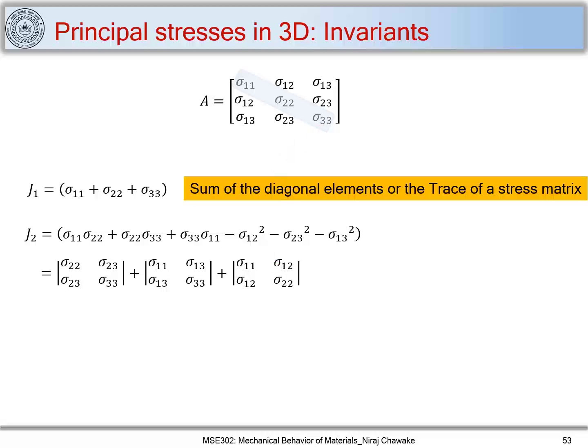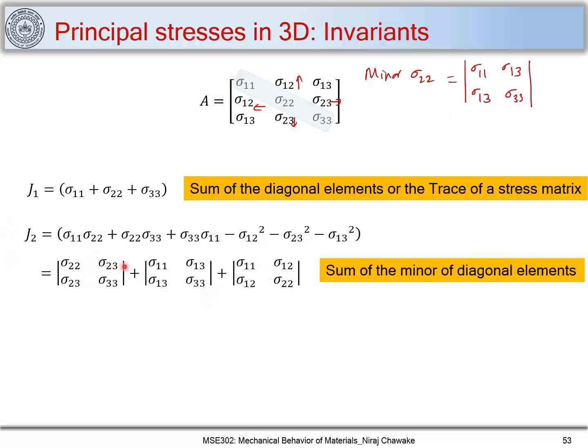So let me explain it again. How do we find out a minor? Let me write it down. Let's say I want to find the minor of sigma 22. So I skip this column, I skip this row, and I write down the other terms: sigma 11, sigma 13, sigma 13 and sigma 33. So this is the minor of sigma 22. So this J2 is nothing but the sum of minors of diagonal elements, is what we have seen. This is the sum of the minors of diagonal elements.